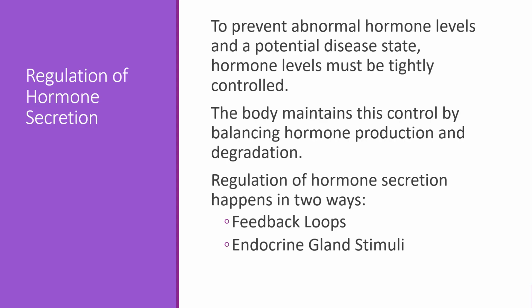So feedback loops, remember positive and negative feedback loops. Remember that negative feedback loops are always trying to maintain balance. They're always trying to bring things back into balance, whereas positive feedback loops work just the opposite. They are intentionally causing things to go out of homeostasis. And then the other regulation of hormone secretion is through endocrine gland stimuli.